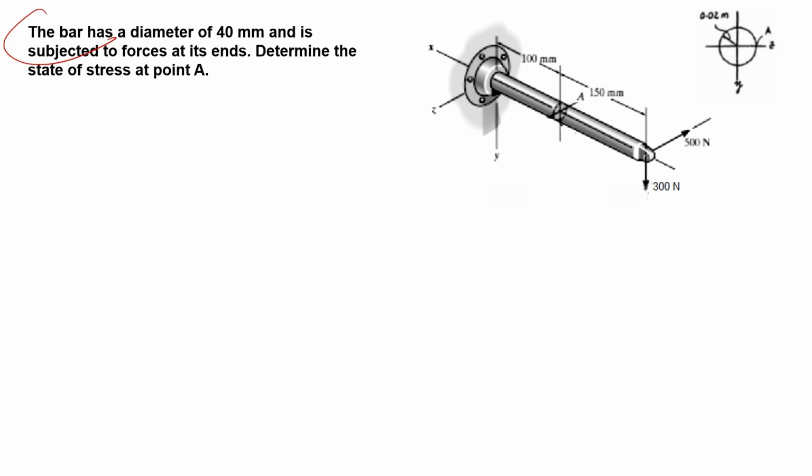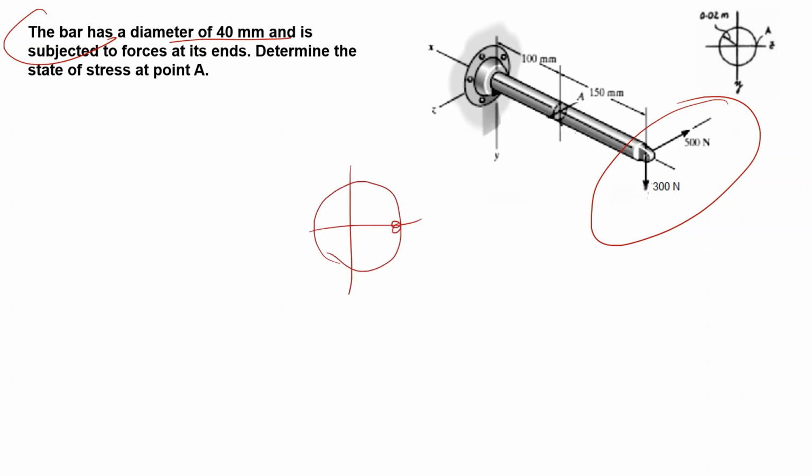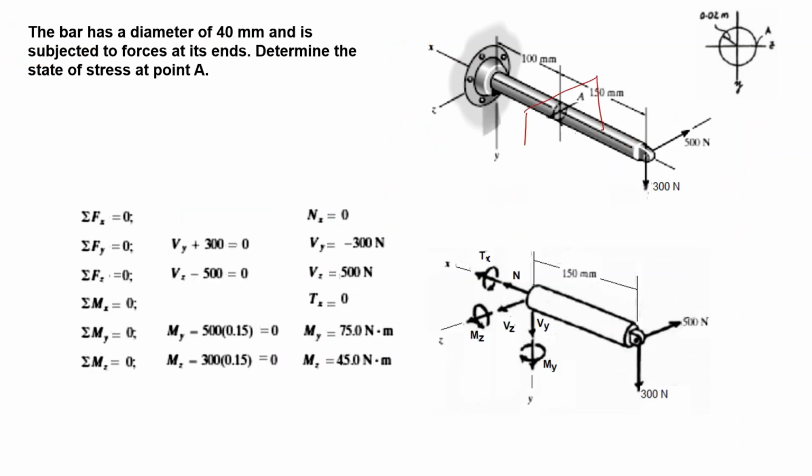Second problem, we have a solid bar, diameter 40 millimeter. It is subjected to forces at its end. The question is, in this solid bar, determine the stresses in point A. So let's put our axis. This is my X, Y, and Z axis. The section we are interested in is here. So let's cut through this section and put all possible internal forces and moments.